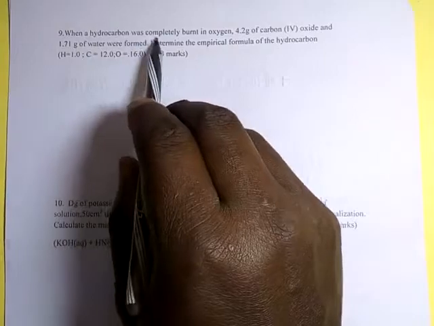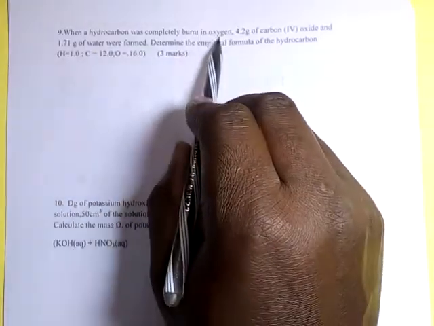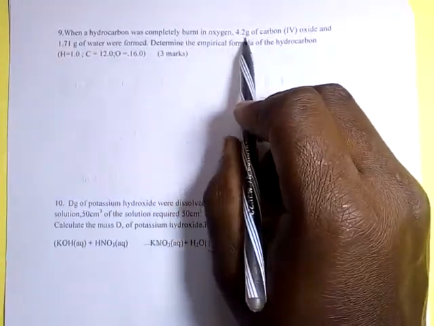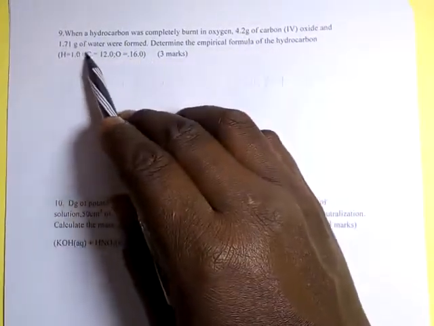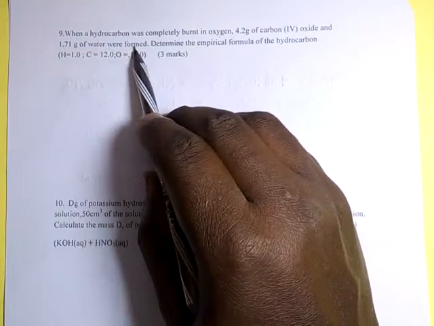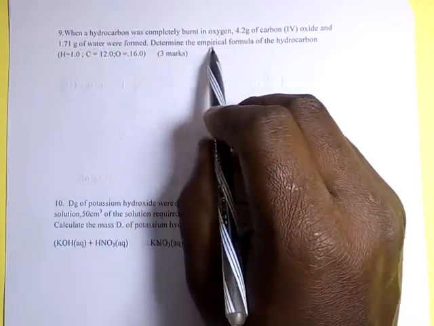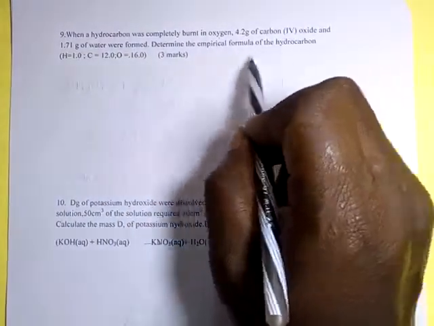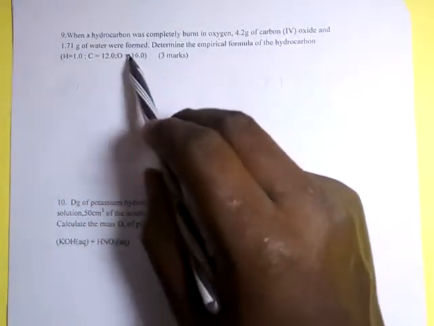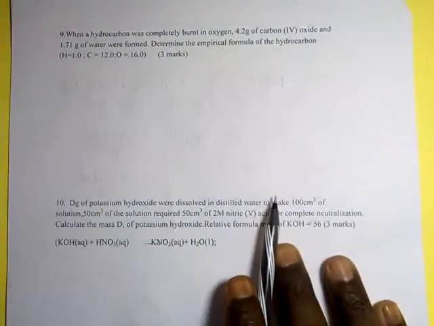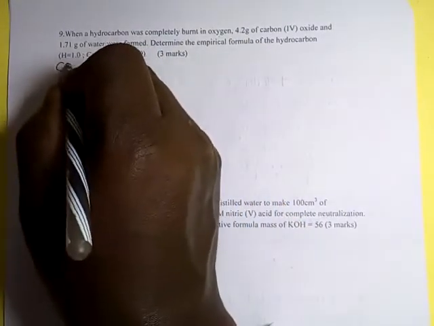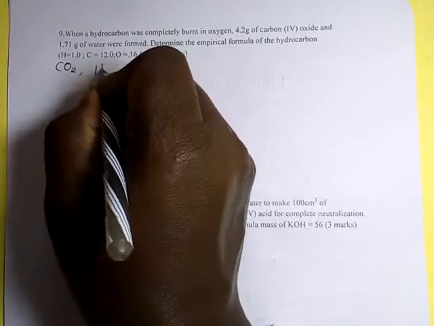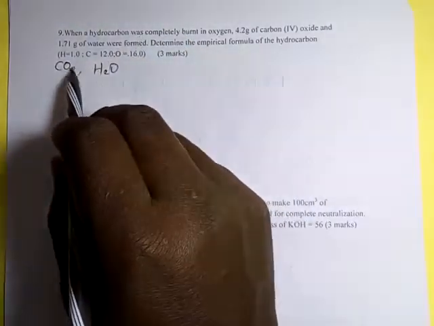When a hydrocarbon was completely burned in oxygen, 4.2 grams of carbon dioxide and 1.71 grams of water were formed. Determine the empirical formula of the hydrocarbon. You have been given the relative atomic masses of each. So first we know a hydrocarbon, so we have carbon dioxide formed and water formed after burning a hydrocarbon. But we are not interested in the carbon dioxide itself.